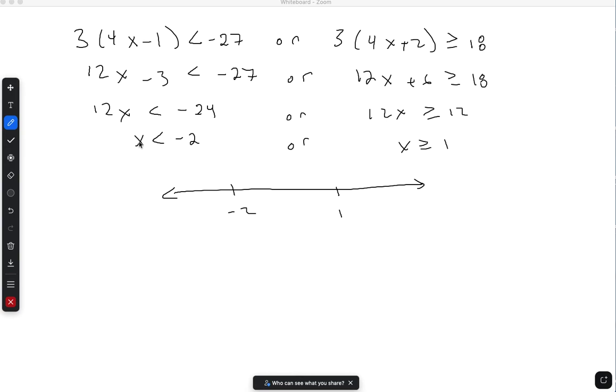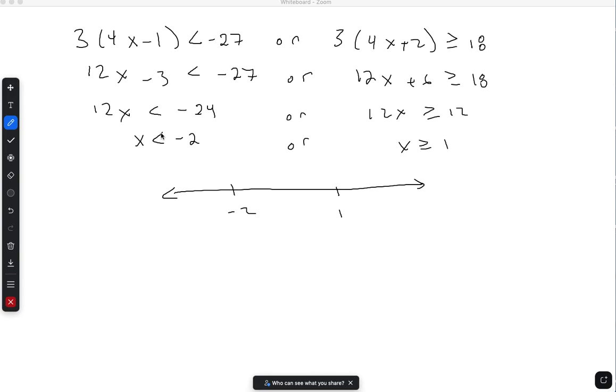So on this side, this would read x is less than negative 2, and over here we have x is greater than or equal to 1. So the interval notation to me is the hard part. Even if I didn't have to draw the graph, if you're new at it, I would tell you to draw the graph, because the graph is actually pretty helpful for getting to the interval notation.